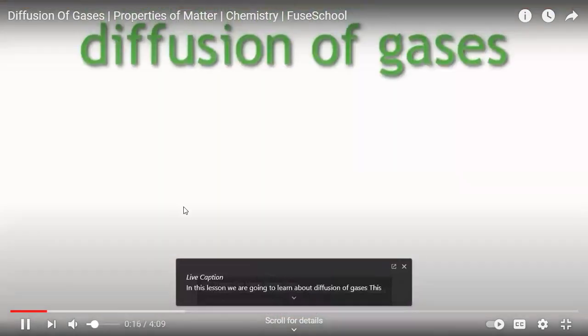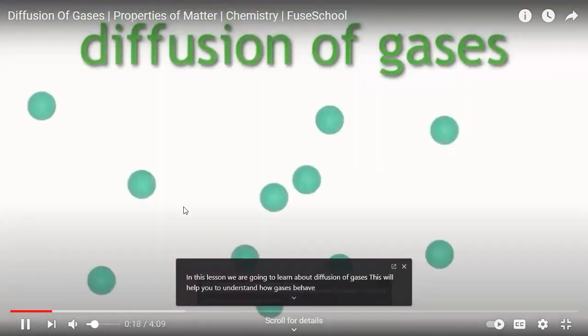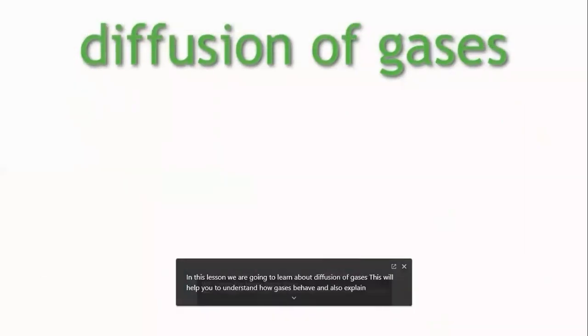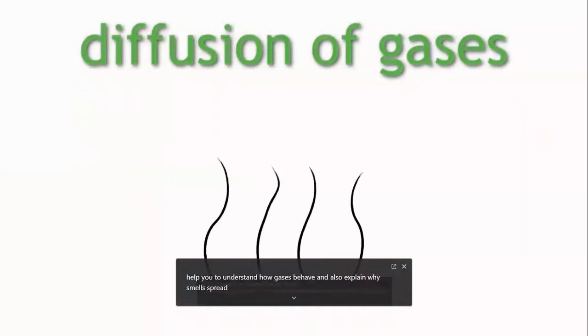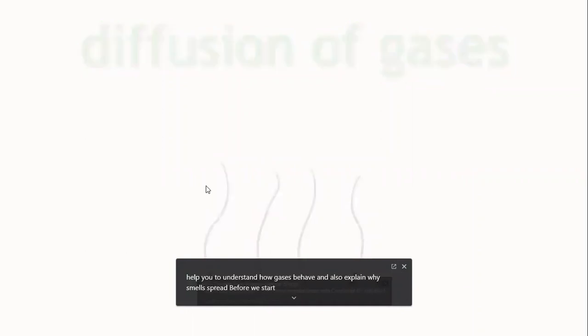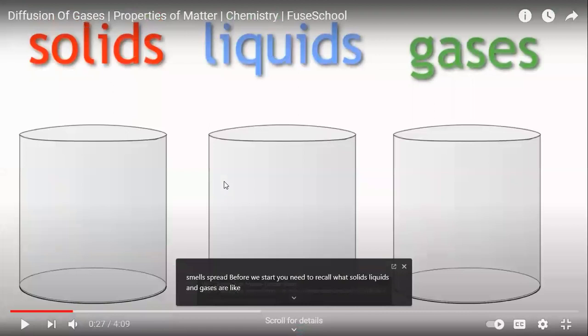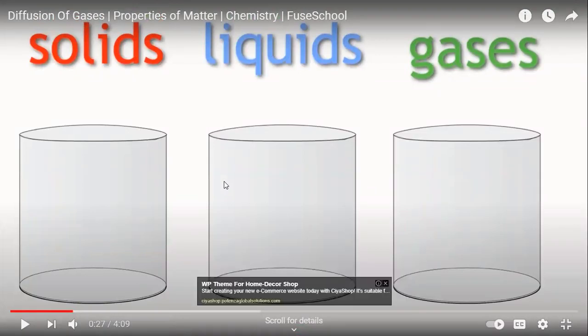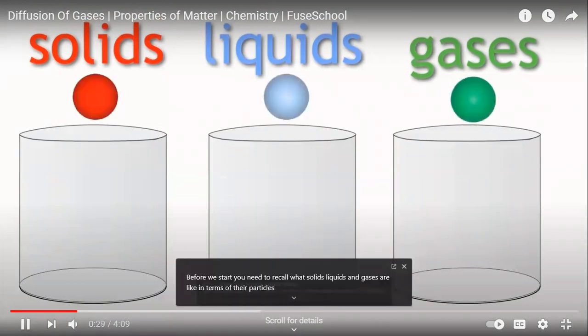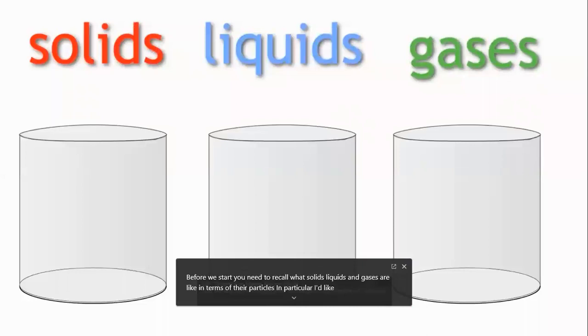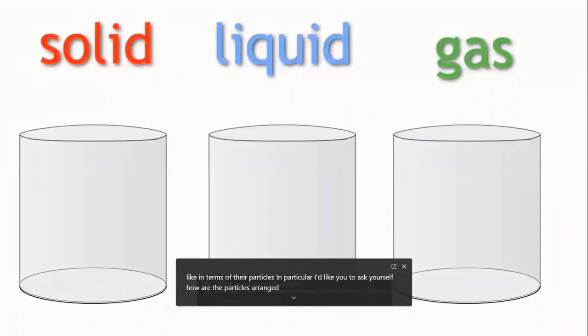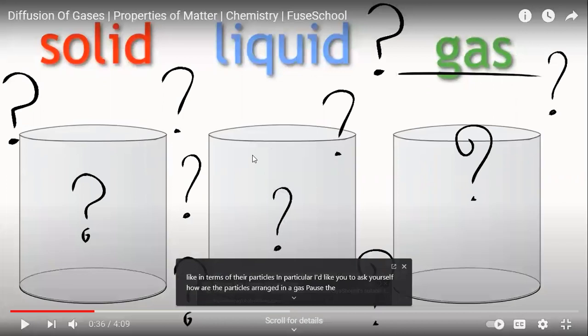So we are going to learn about diffusion of gases, and you understand the behavior of diffusion in gases. You need to ask yourself, why do things smell? And you need to understand the behavior of molecules in solids, liquids, and gases. How are these particles arranged? In solids, how the particles are arranged. In liquids, how particles are arranged. So you ask yourself, first of all.